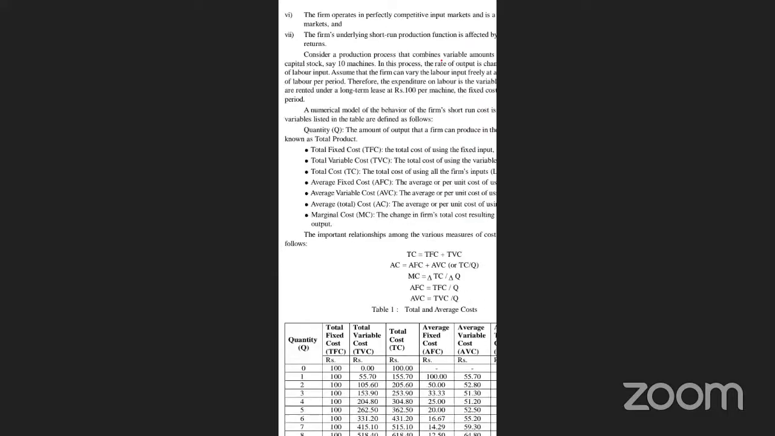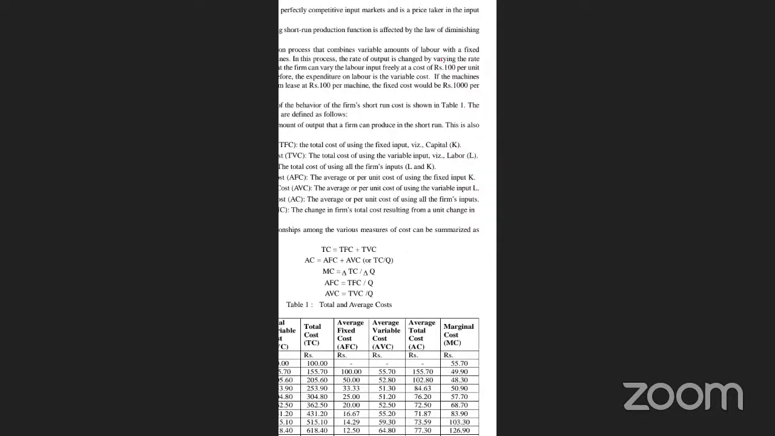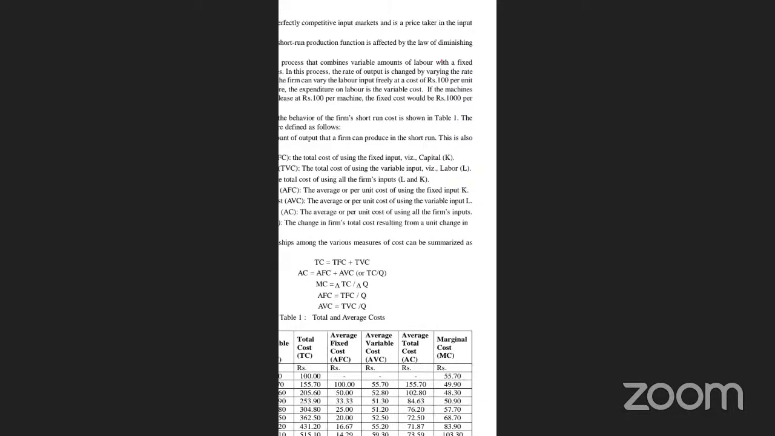Therefore, the expenditure on labor is variable cost. If the machines are rented on a long term, the fixed cost would be rupees 1000 per period. So 1000 divided by 10 is 100. So 100 is your fixed cost here.